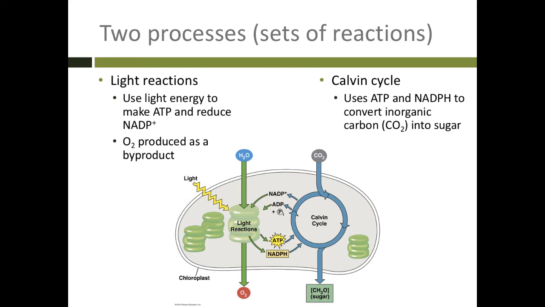The other process is called the Calvin cycle. And this is where the energy produced during the light reactions is used to bind together molecules of carbon dioxide to make sugar. This step does not require sunlight to occur. Plants can do this in the absence of light, so these reactions are sometimes referred to as dark reactions.